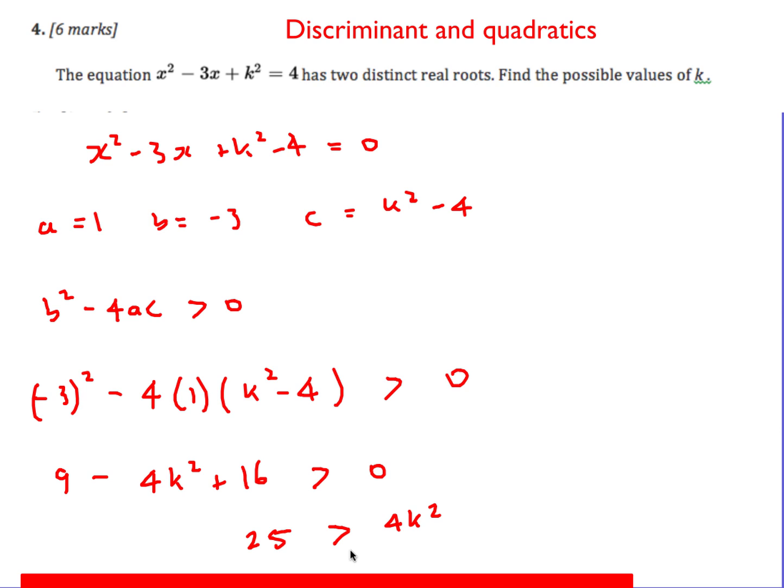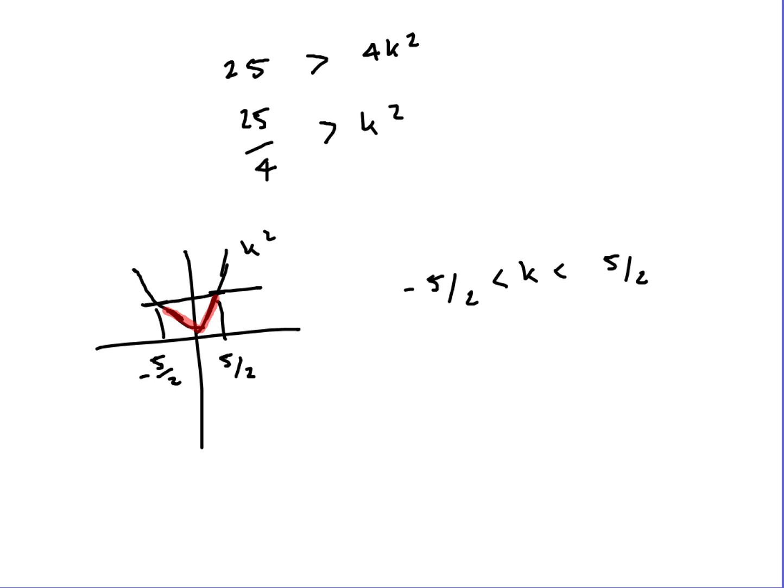Now I've got this. There's a few ways of doing it from here. I prefer this method. So I've rearranged it, so I'm going to get 25 is greater than 4k squared. The reason I've done this is because then I'm going to do a little sketch to actually work out where my solutions are. Divide both sides by 4. I've got 25 over 4, and that is greater than k squared. So I've done a little sketch of k squared. If I square root 25 over 4, I'm going to get either 5 over 2 or minus 5 over 2.